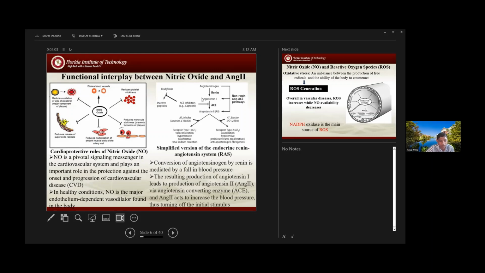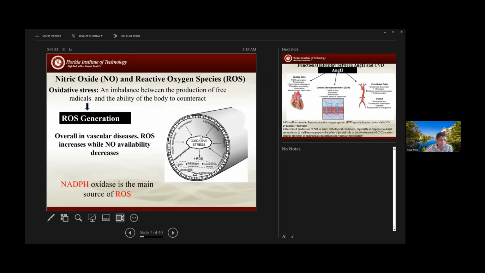So we could see that the production of angiotensin 1 will lead to production of angiotensin 2, and that will tend to increase your blood pressure, and it will turn off the initial stimulus of angiotensin 1, which is a protective role. So you can use some blocker, and we'll talk about it a little bit. We started working on the conclusion. I'll talk about how you can use a blocker like losartan to prevent the formation of angiotensin 2, which is not good for cardiovascular disease.